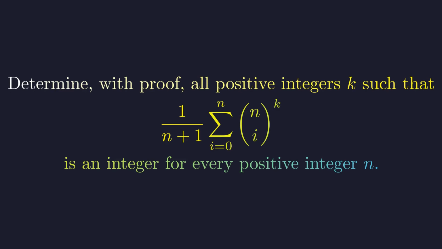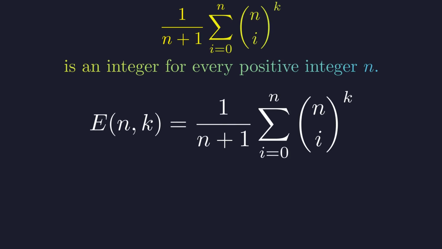Here is a fantastic problem from the USA Mathematical Olympiad competition. We need to find all positive integers k that make this expression an integer for every single positive integer n. This blend of binomial coefficients and number theory looks intimidating, but we're going to dismantle it step by step.